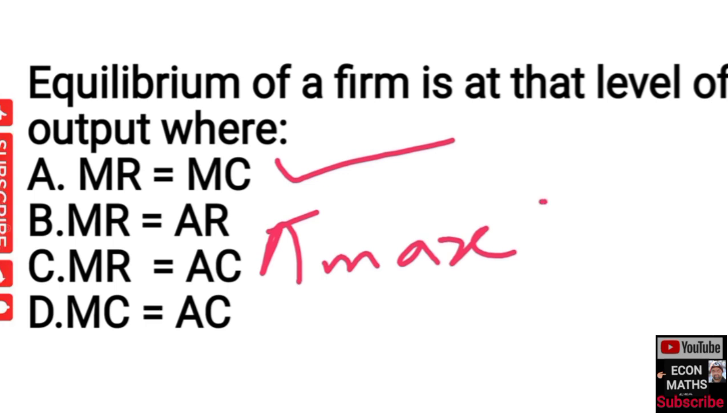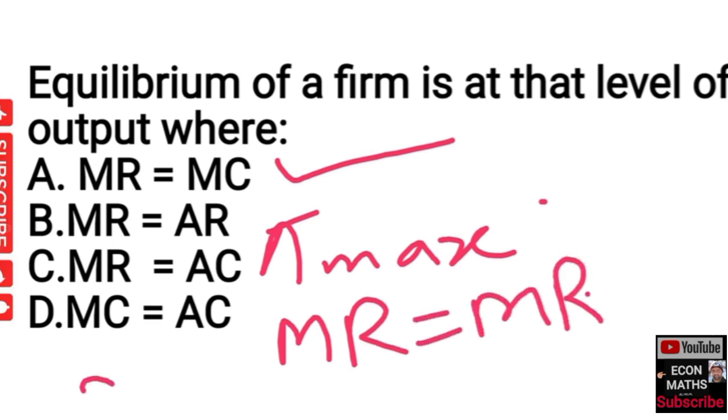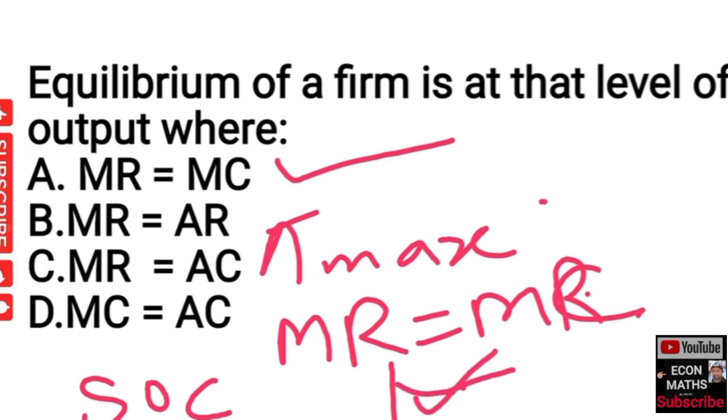The first order condition for profit maximization requires that marginal revenue is equal to marginal cost. And then we have the second order condition, which tells us about the slope of marginal cost. Where marginal revenue and marginal cost intersect, we say equilibrium output has been achieved. We will not talk about the second order condition here.